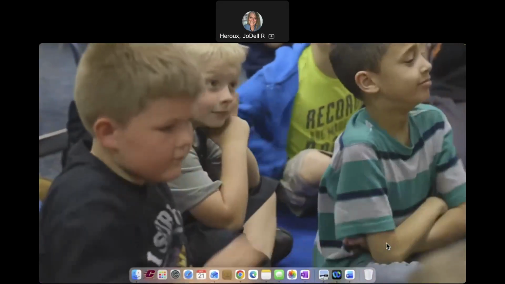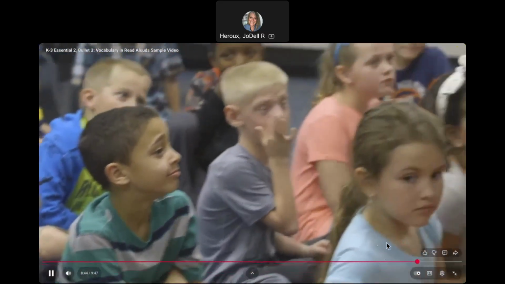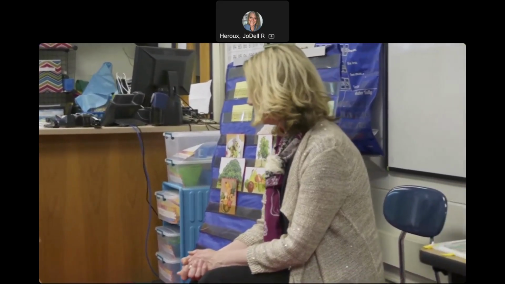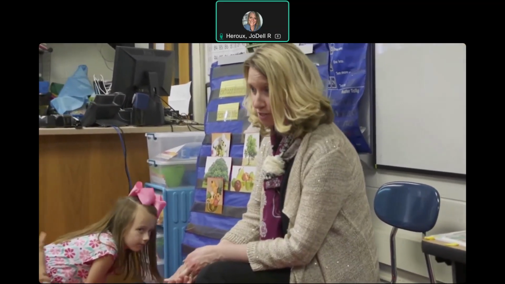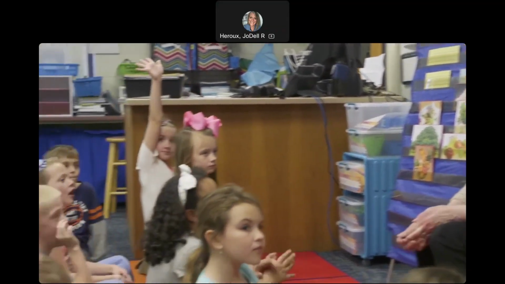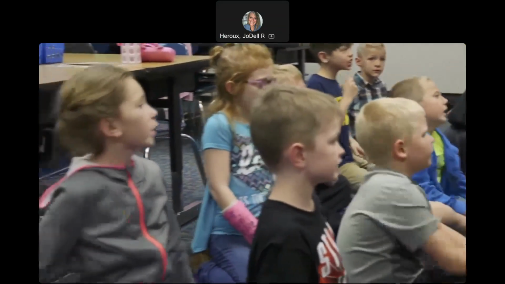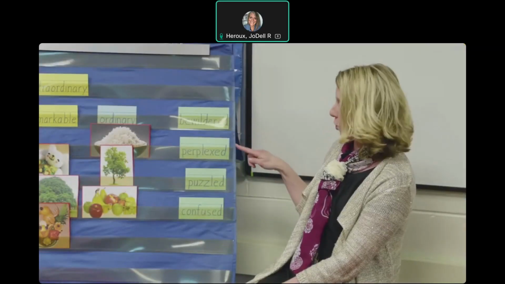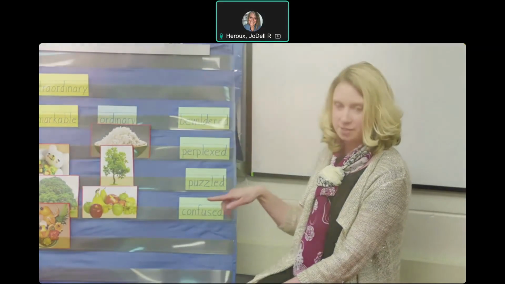Let's go over our words one more time that we learned, and how many of you think you might notice this in your reading? Or how many of you might try to use these words in your writing? I'm thinking about all the poetry we've been writing. What do you think? We've been talking about precise words. How many of you think you might use some of these words in your poetry? Okay, so we have extraordinary, remarkable, bewildered, perplexed, puzzled, and confused.